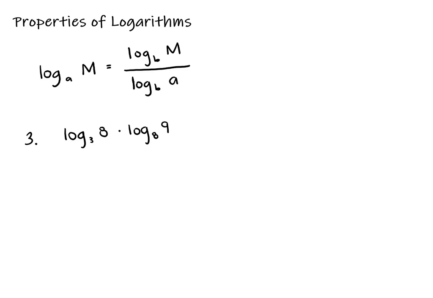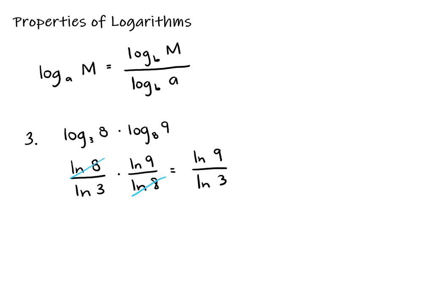So I'm going to rewrite this, and I'm just choosing to rewrite it with log base e, which we will write as ln. So that's going to be ln of 8 over ln of 3. And we're going to multiply that by ln of 9 over ln of 8. And notice that now we have two statements that can reduce. So I'm going to rewrite this as ln of 9 over ln of 3.